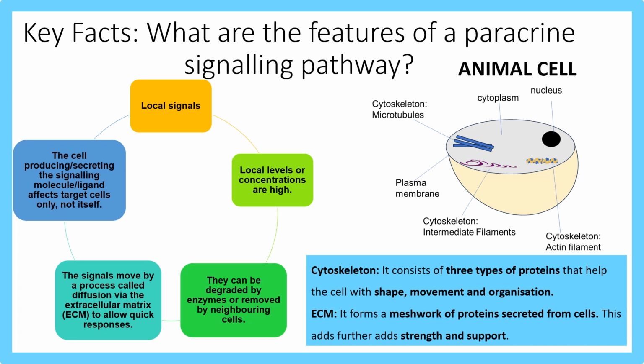The ECM forms a meshwork of proteins secreted from cells, and it helps add strength and support. You can find these structures in the diagram of the animal cell. You can see the nucleus, which controls the cell, the cytoplasm where chemical reactions take place, and the plasma membrane that controls what enters and leaves the cell, and also the 3 types of proteins that form part of the cytoskeleton.